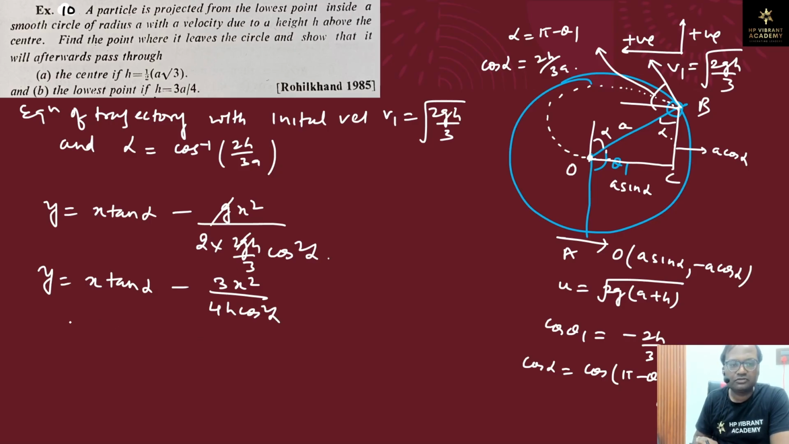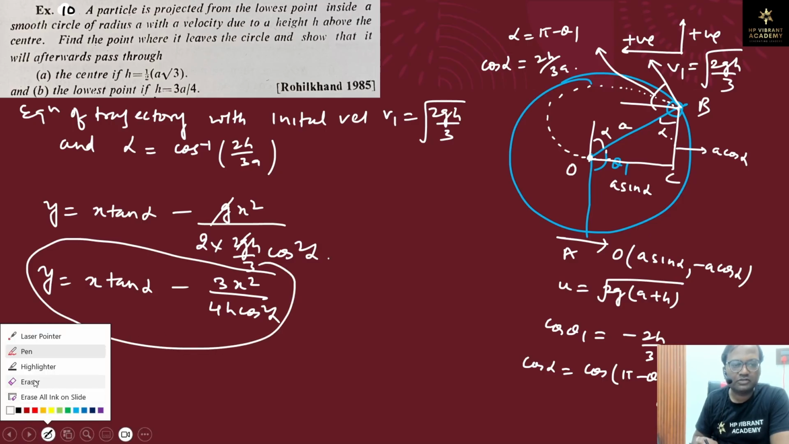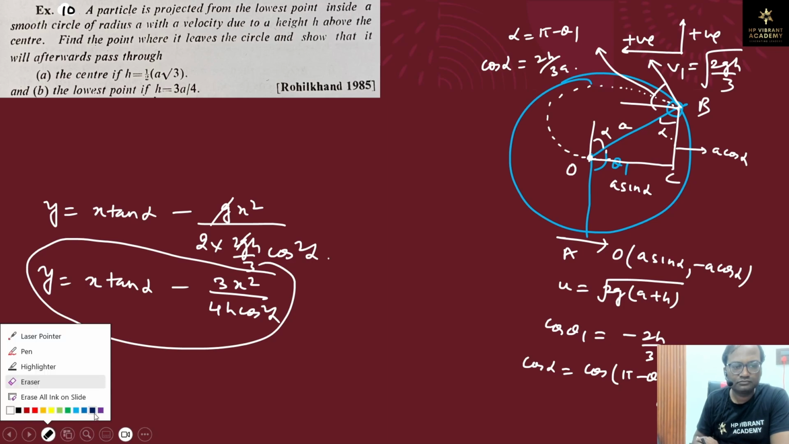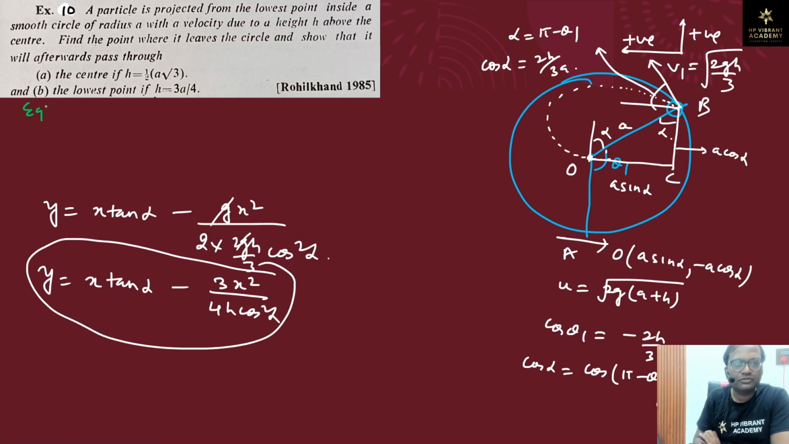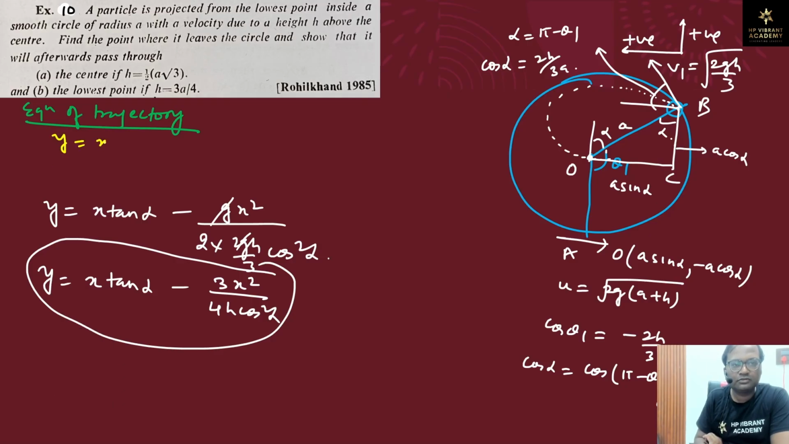So now this is the equation of trajectory. Let us write it down separately for solving the two parts of this question. The equation of trajectory: y is equal to x tan alpha minus 3x square upon 4h cos square alpha.